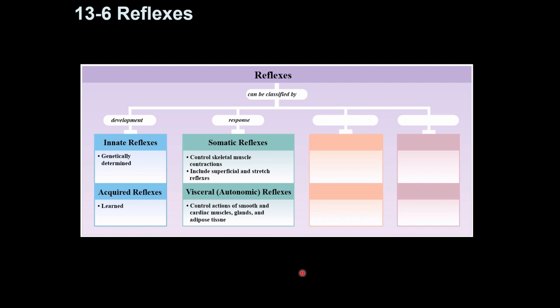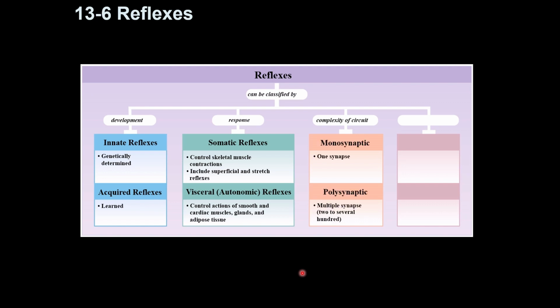Then there is the type of response. One is the somatic one. This is the conscious one, so the skin and the skeletal muscle are involved there. The visceral ones are subconscious, so changes in the heart rate, changes in the secretions of the glands, respiratory rate, and blood pressure. All those things are related to the visceral reflexes.